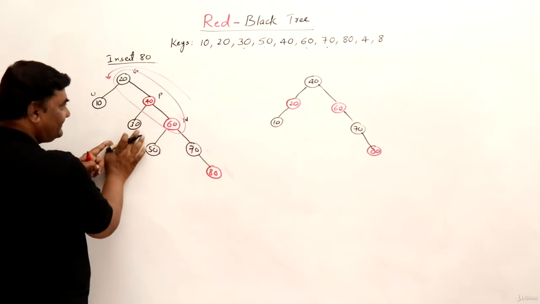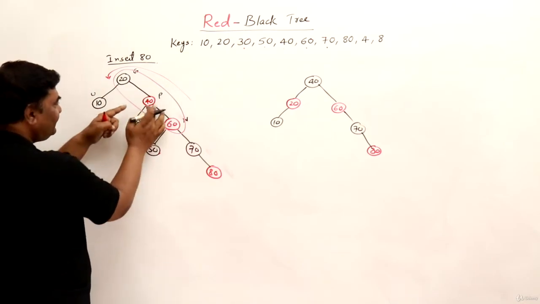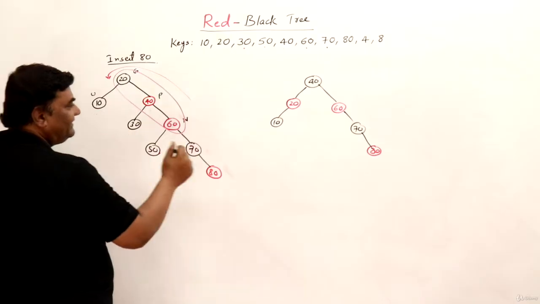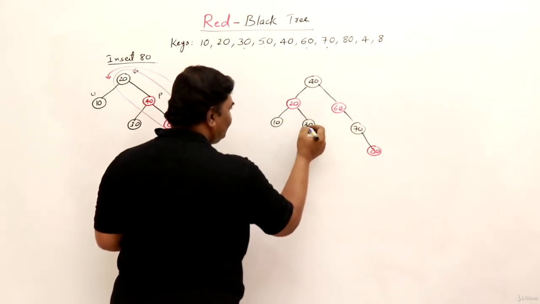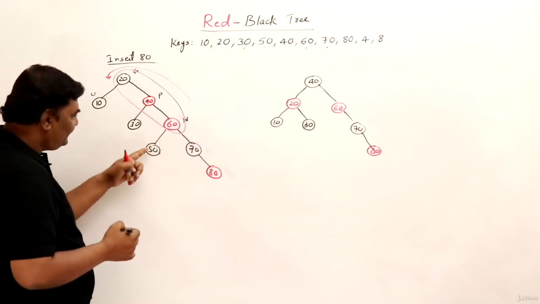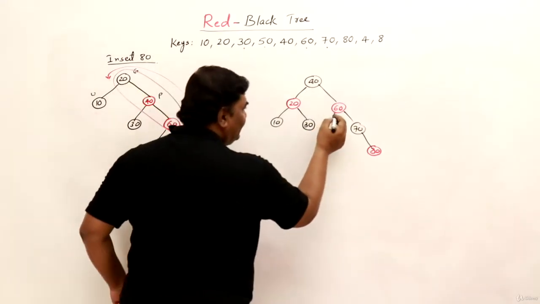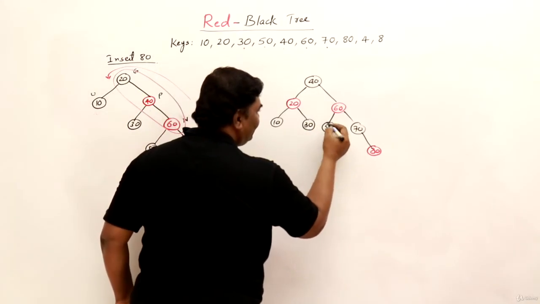Now 30 is black. Where should it go? It was the left child of 40. It will come on this side. So it will be the right child of 20. This is 30. And what about 60's left child? 50 is as it is. This is 50. It is black.